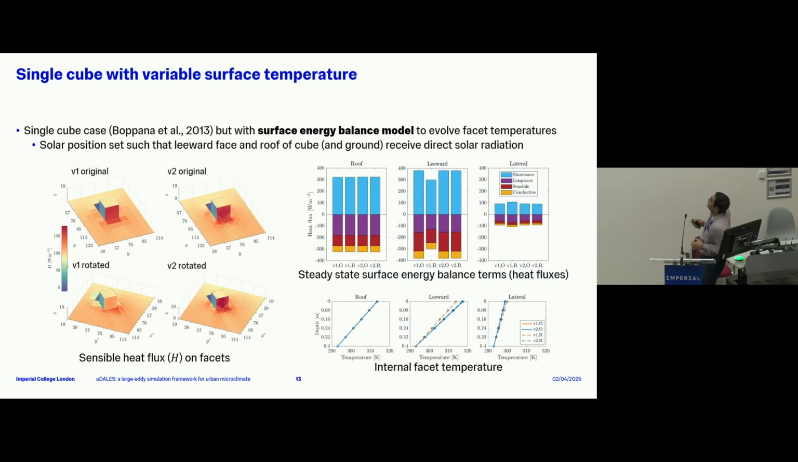Now, in this example, we do not keep the temperature of the facets constant, but we switch on the SEB equation as well, so we let the surface temperature evolve with time. And in this case, we can clearly see the temperature contour at the leeward side of the building is significantly underestimated, and all the sensible flux components are underestimated, specifically on the leeward side.